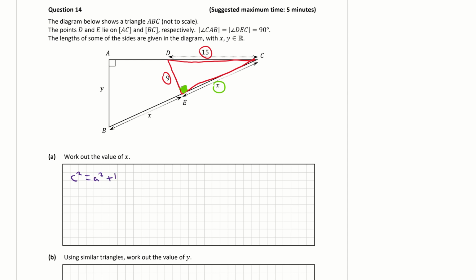So c squared equals a squared plus b squared. Just make sure that your c is always the side across from the 90, so that's your 15 squared. And the other two sides are your a and b, and it doesn't matter which goes in as a and which goes in as b.